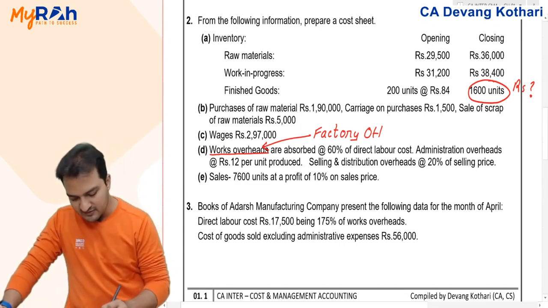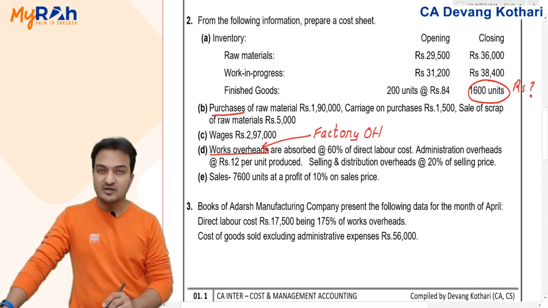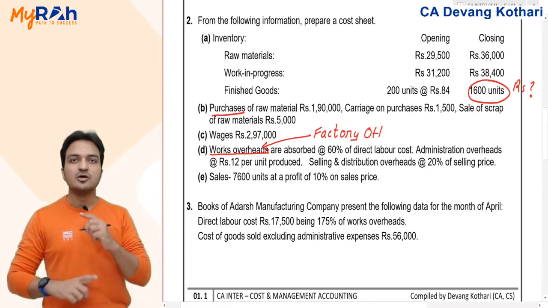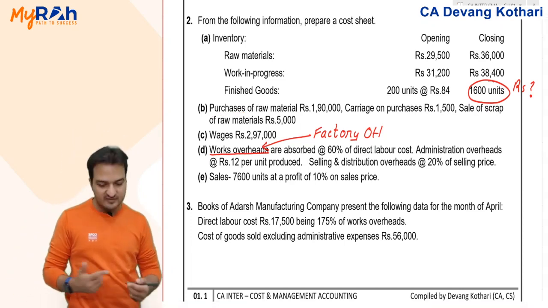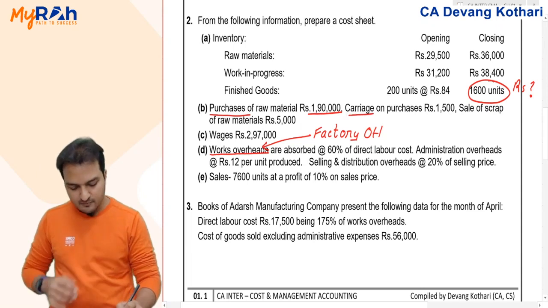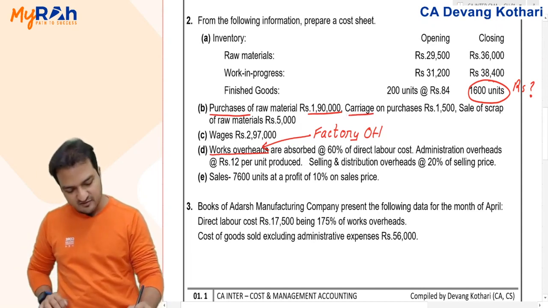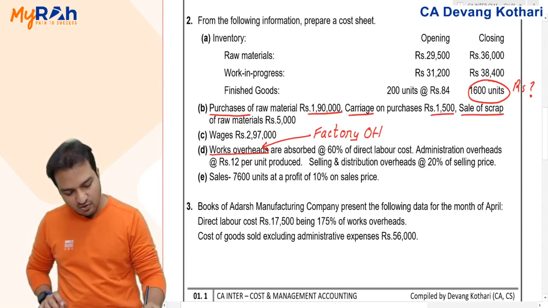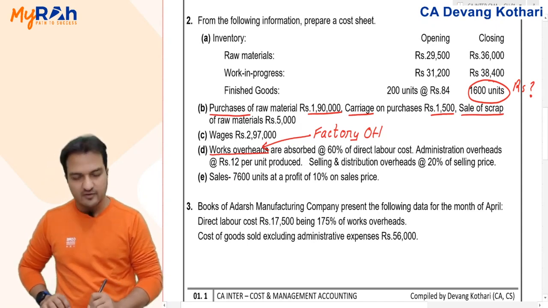Further, point number B, it says purchase of raw material is 1,90,000. So you are given purchase, not consumption. What you are given is purchase. You'll have to find consumption out of that. So purchase of raw material is given 1,90,000. Carriage on purchase will become your purchase expenses. It is given 1,500. And a sale of scrap for raw material is given 5,000.